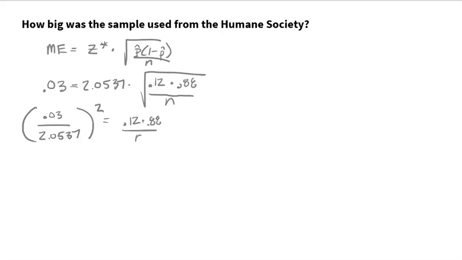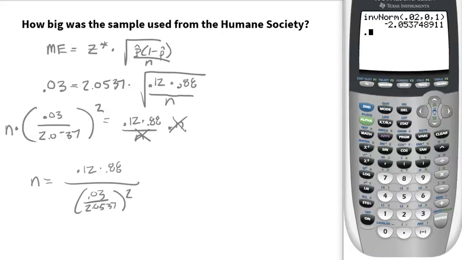Square root is now gone. I'm going to multiply the n over to this side because I don't want it to be on the bottom. So multiplying both sides by n will cancel it out. And then the final step is to take the 0.12 times 0.88 and divide by the 0.03 divided by 2.0537 all squared. All right, so 0.12 times 0.88 divided by, I need a parenthesis here. Whoops, I put minus, sorry. Divided by 0.03 divided by 2.0537. Close the parenthesis, square on the outside.